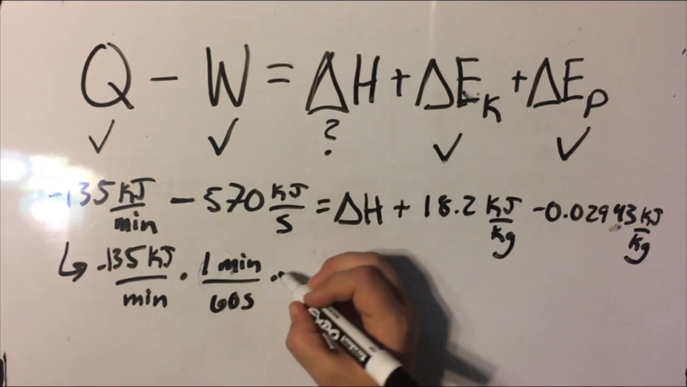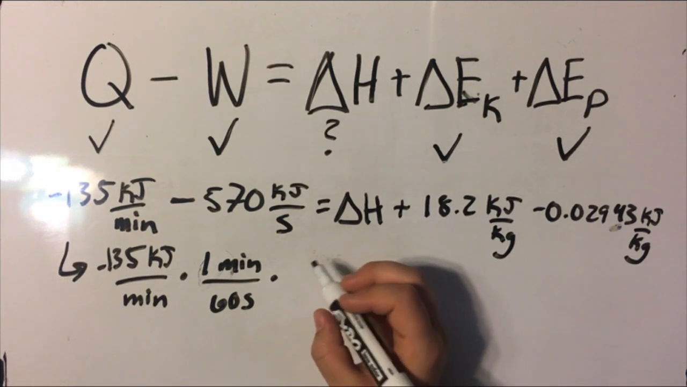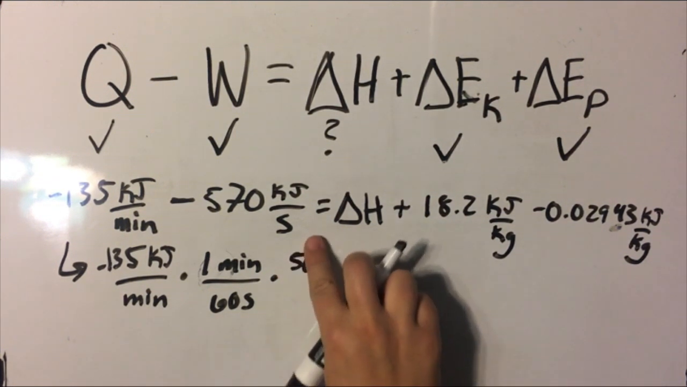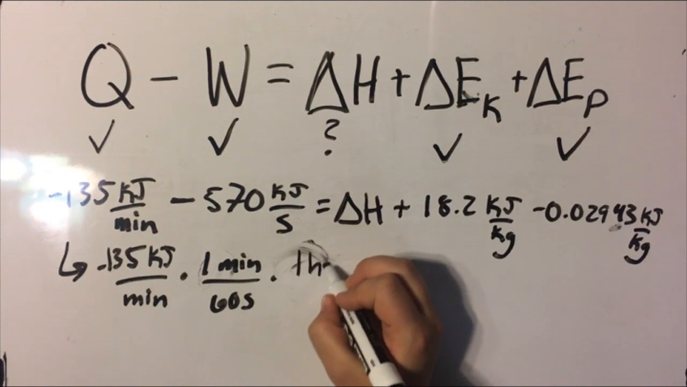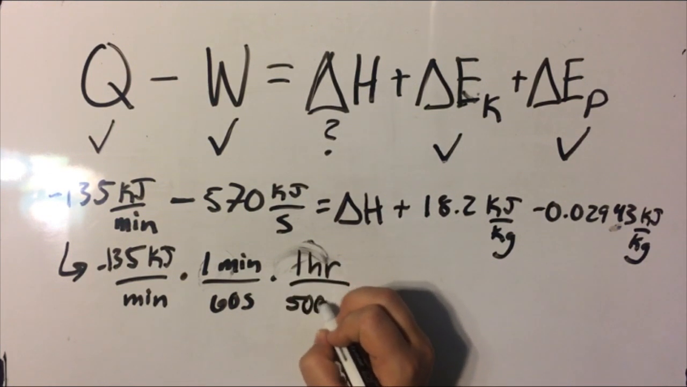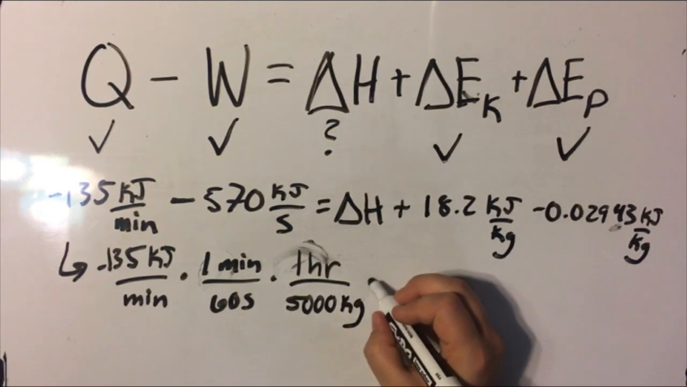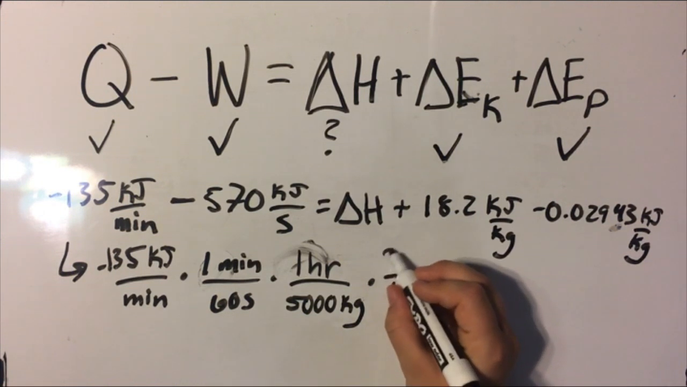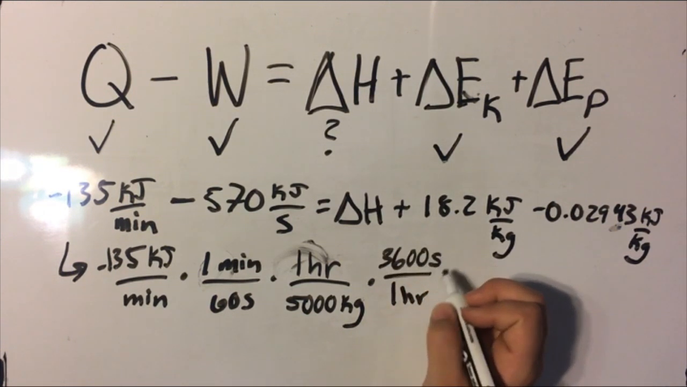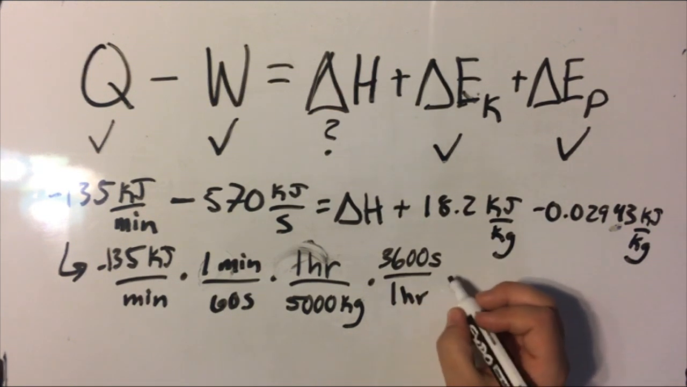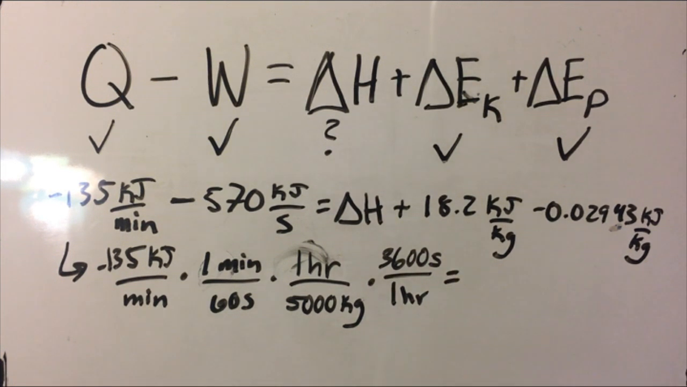And then we're going to factor in our mass. So we know that in 1 hour, we have 5,000 kilograms going through our system. So one more time conversion just to get that where we want it to be. And that will give us our delta Q. And that will equal negative 1.62 kilojoules per kilogram.